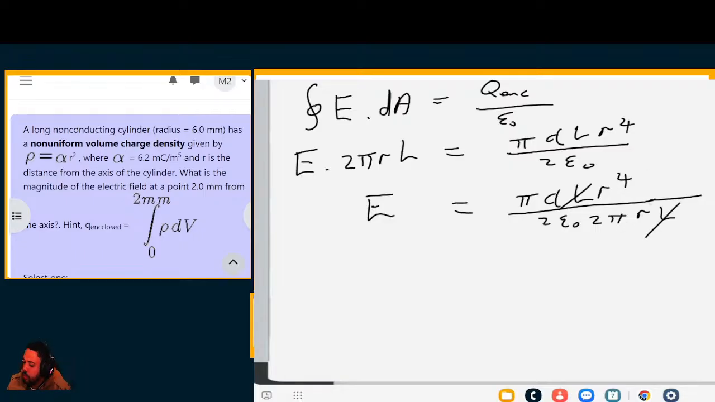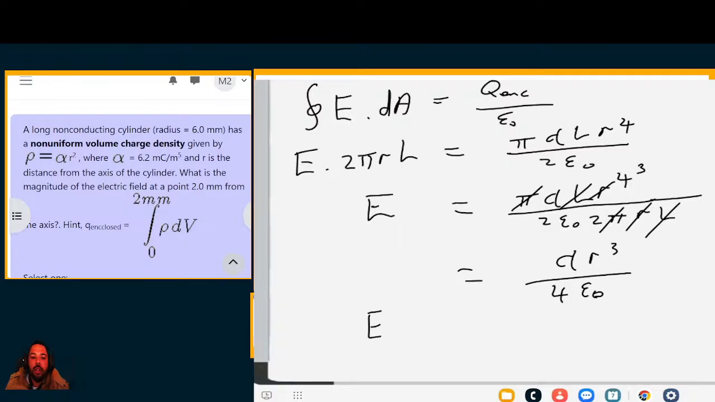There is an R there, which takes one of the R's away, so it becomes R cubed. The pi's cancel. So we're left with alpha R cubed on top. On the bottom, it's 4 epsilon naught. And that is your electric field at any distance r. You then just plug in the values for the distance you want.